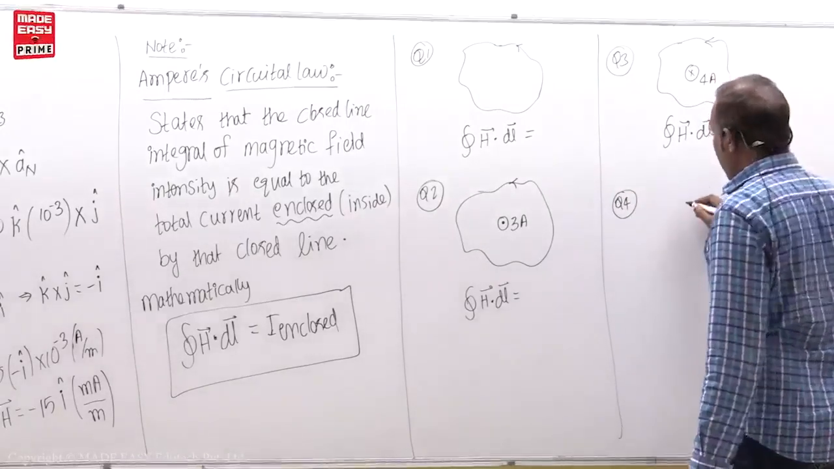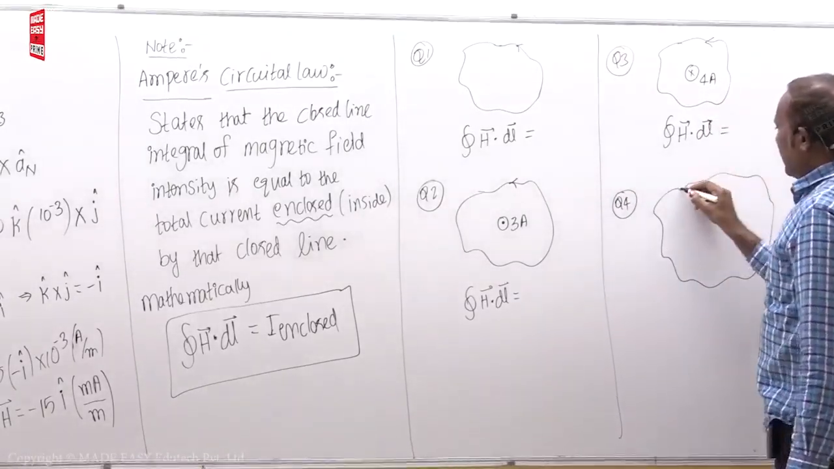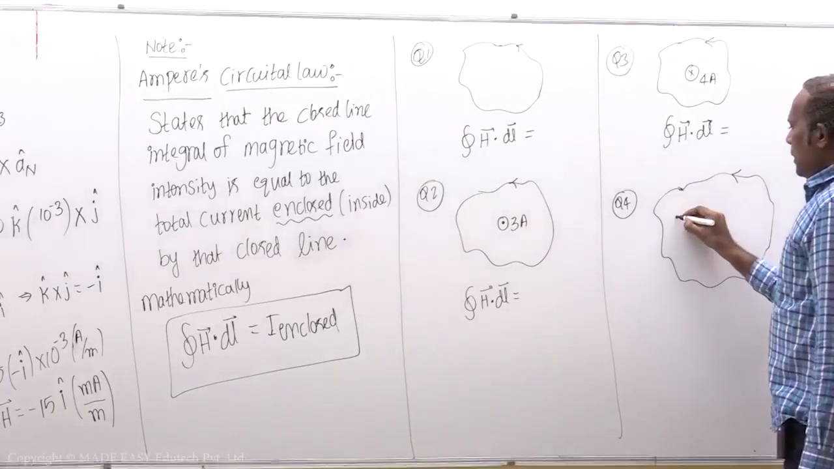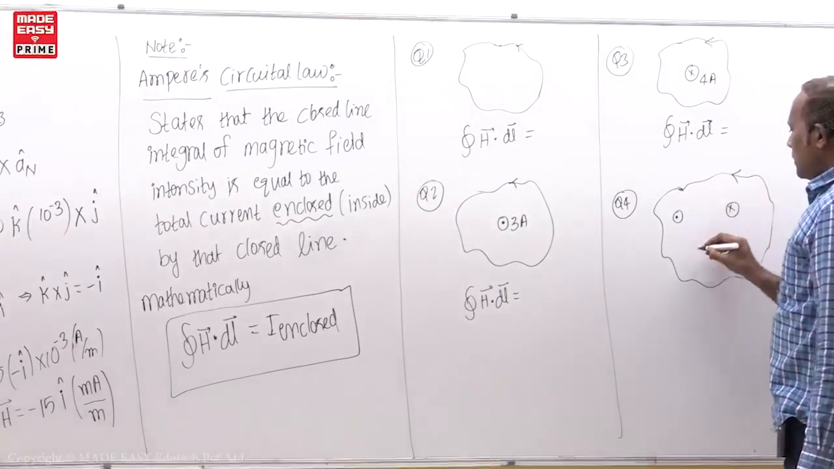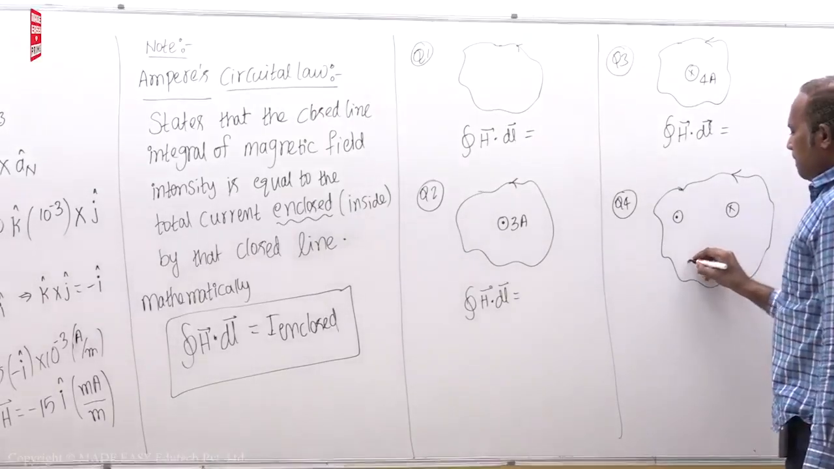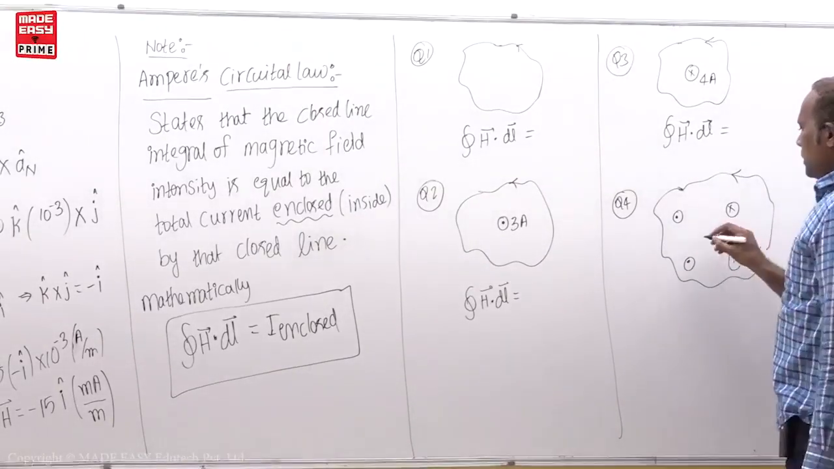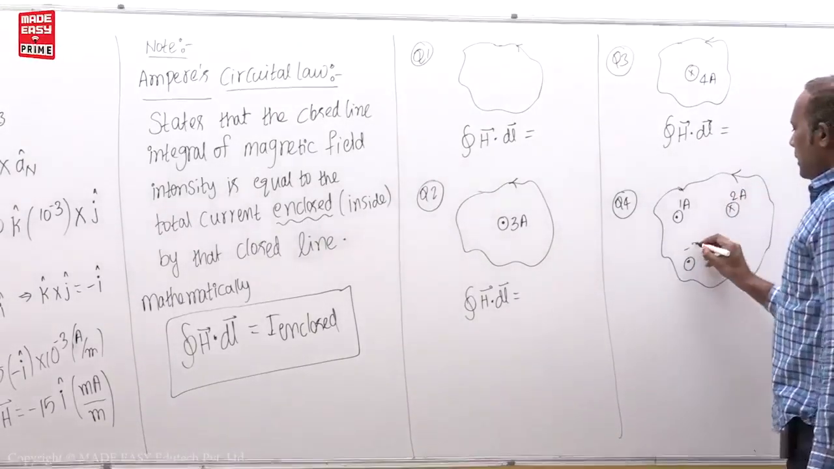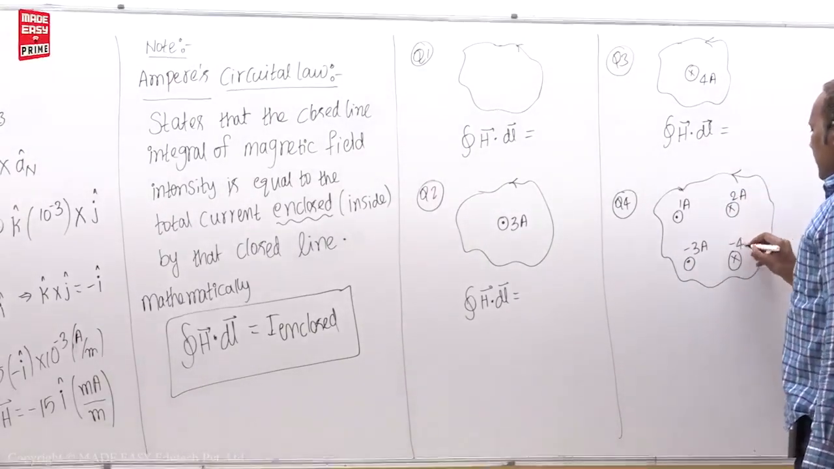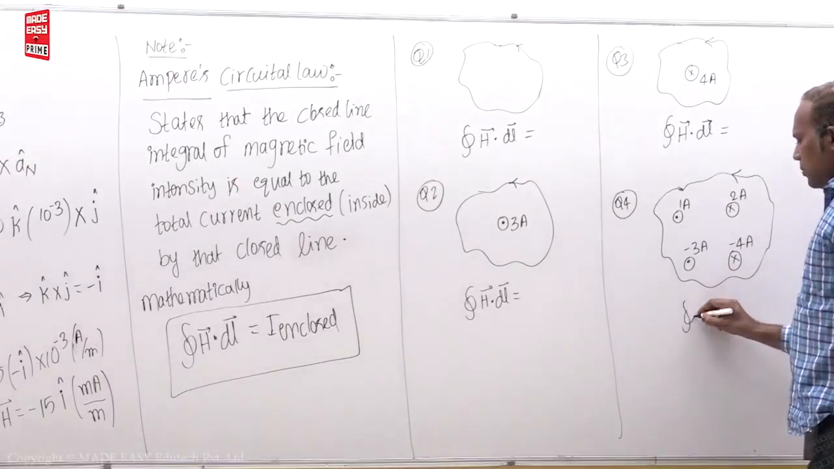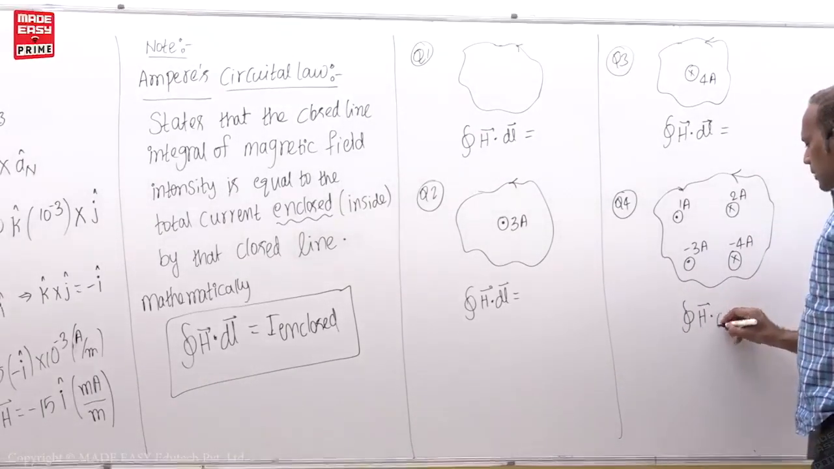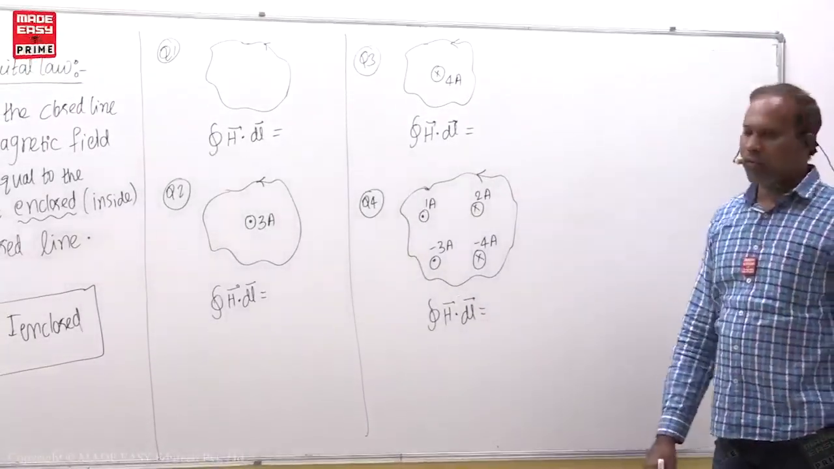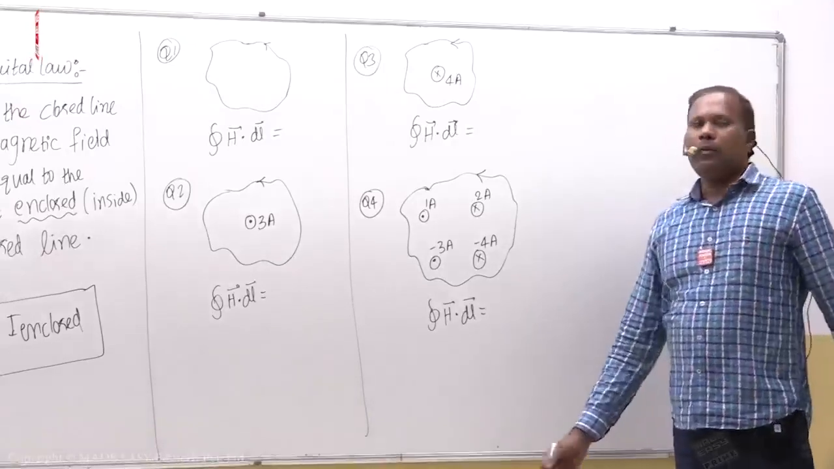Now there is one closed line here like this, and here dot cross and dot cross. Here 1 ampere is there, here 2 ampere is there, here minus 3 ampere is there, minus 4 ampere is there. For this, what is H bar dot dl bar? So you have to find them, students. So here there are 4 questions. Now what to do?